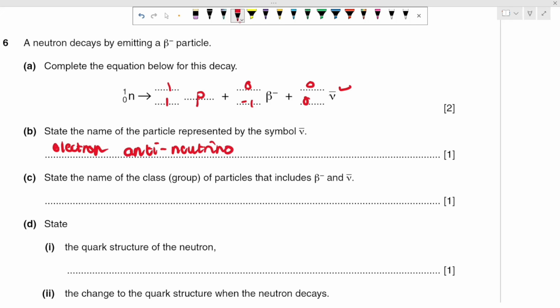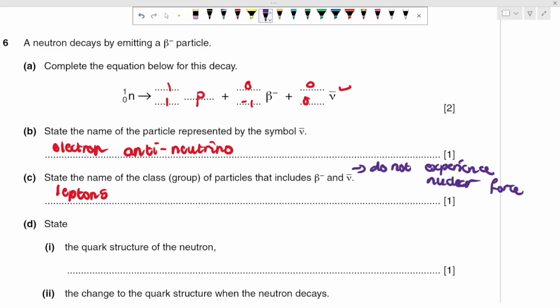So the name of the class or group that includes beta negative and the anti-neutrino, these are basically leptons, right? Why leptons? Because they do not experience nuclear force. So they have to be leptons because they do not experience any nuclear force whatsoever.